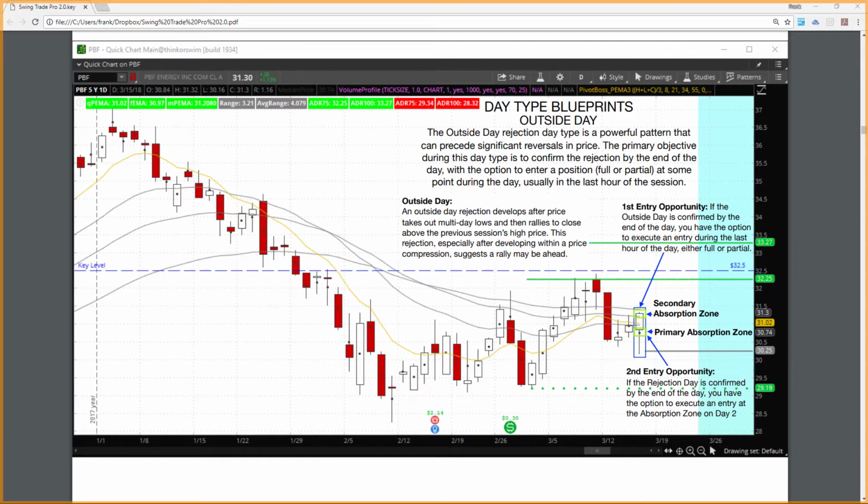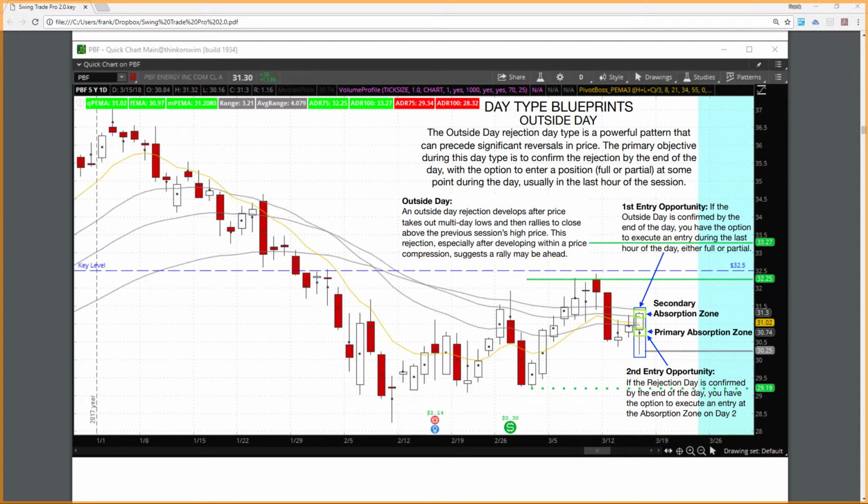Now, keep in mind, the first entry point is either at the end of the day, last hour of the day on day one rejection. That's the first entry point. Or you can wait for a return to the midpoint, which is the primary absorption zone, or you can retest the previous close from above. That's the secondary absorption zone in this one. So there's many different ways where this one can be engaged.